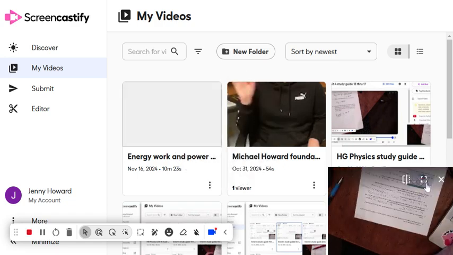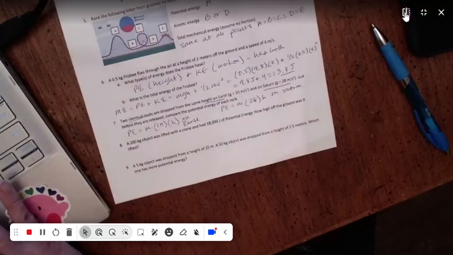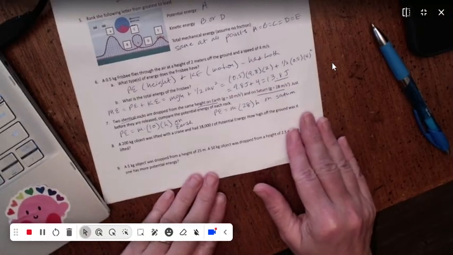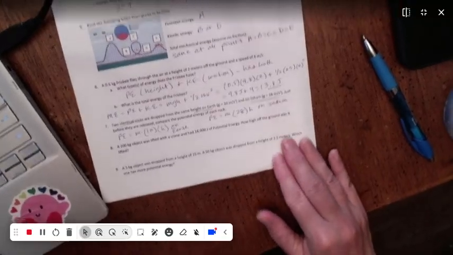All right, more study guide. Whoop. Make that so it's not upside down. Oh my goodness. Okay. All right, so we're on number 8.